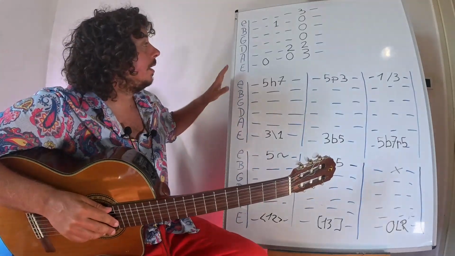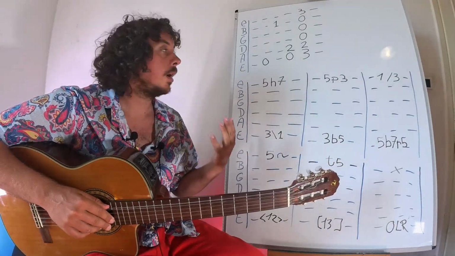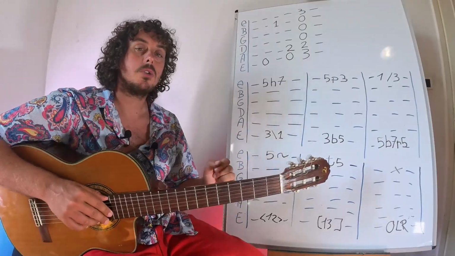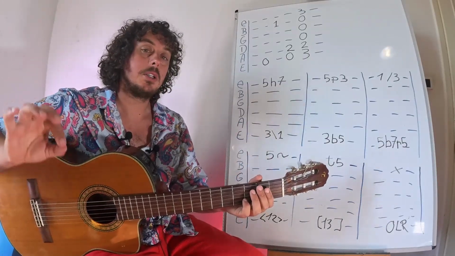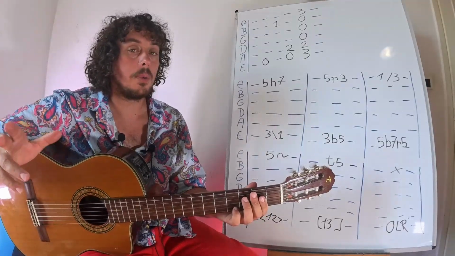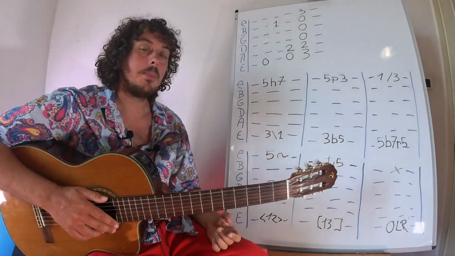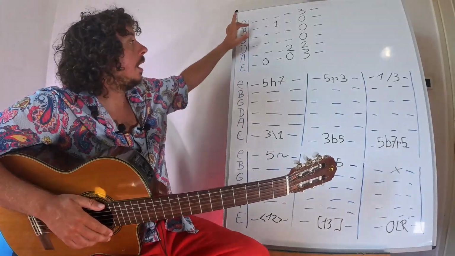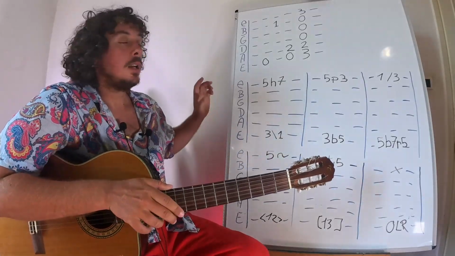Welcome, in this video we will learn how to read the tab. The tab is an ancient way to write down the music and consists just of writing down which strings and which frets we are playing. So, there are 6 lines. That means that every line stands for a different string.